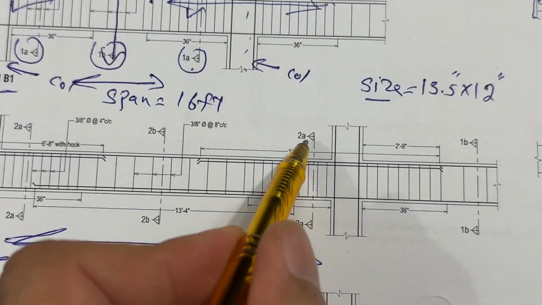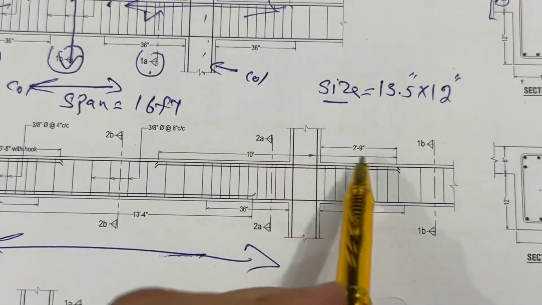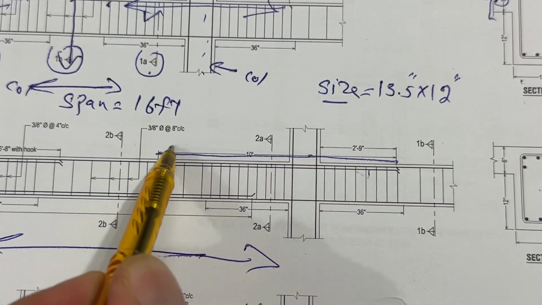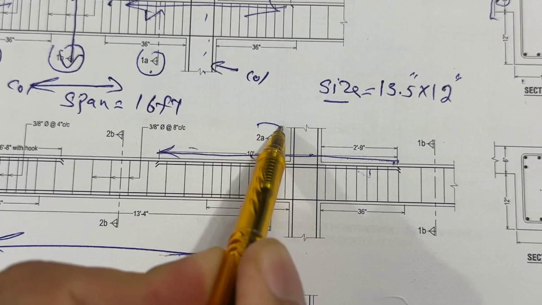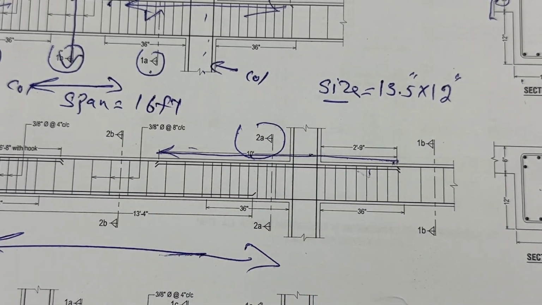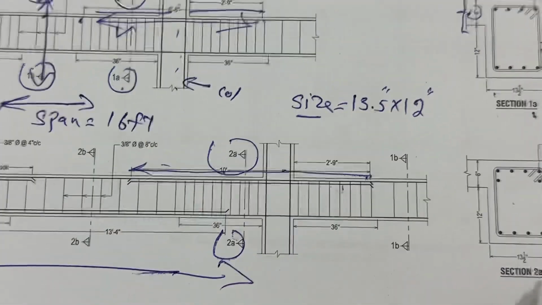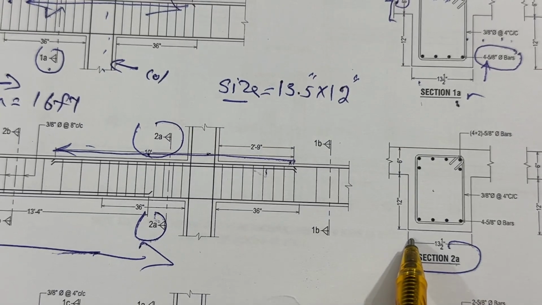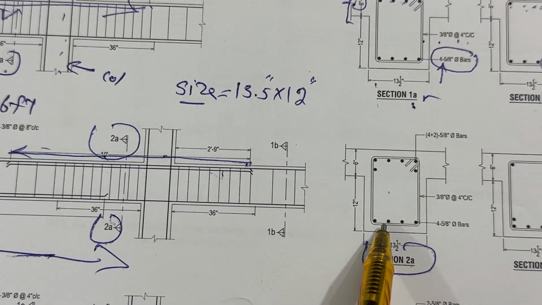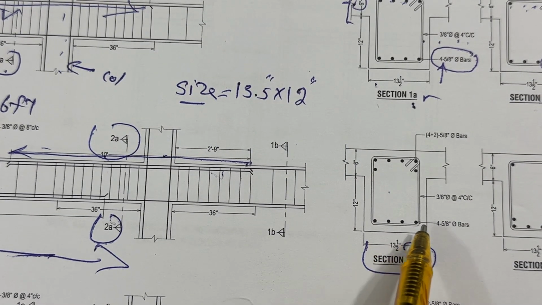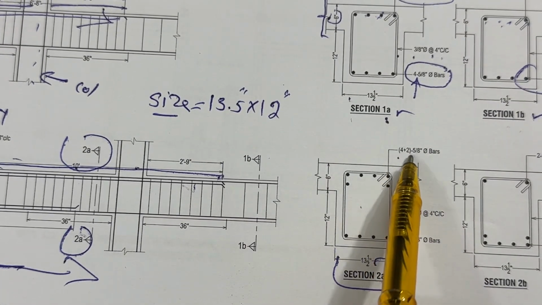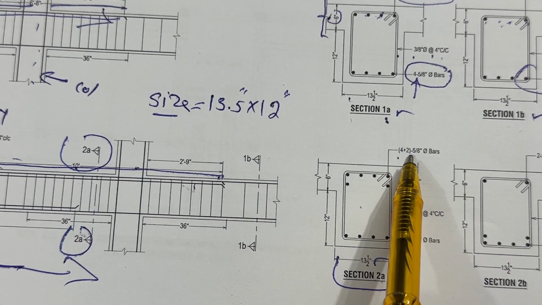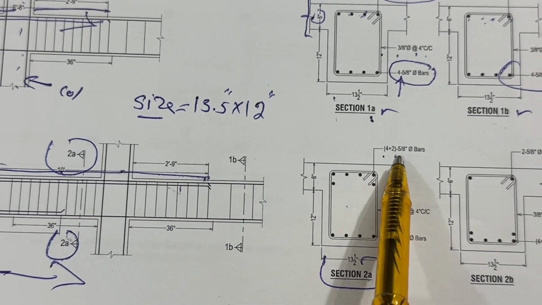2A section is here near its support at the distance of 10 feet. As you can see here, from this point to this one, this is 10 feet. So this is 2A section, and also you can see this is 2A section. So use this section 2A for this, where we have 4 bars at the bottom, you can see clearly, and the diameter is 5 suture. And here you can see 4 plus 2 bar, and the diameter is 5 suture bar.